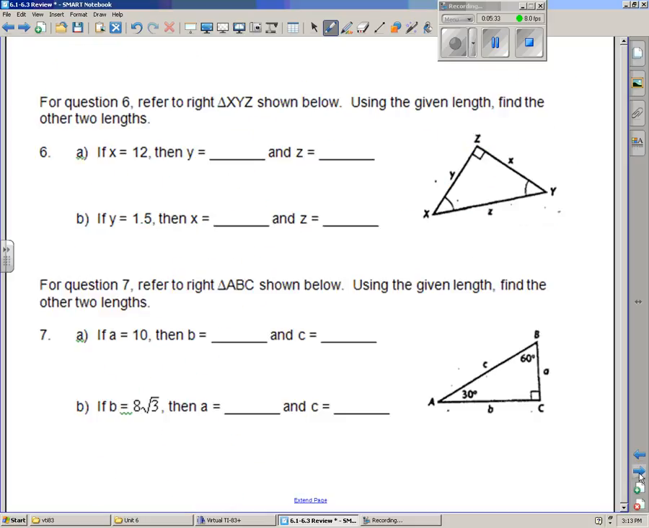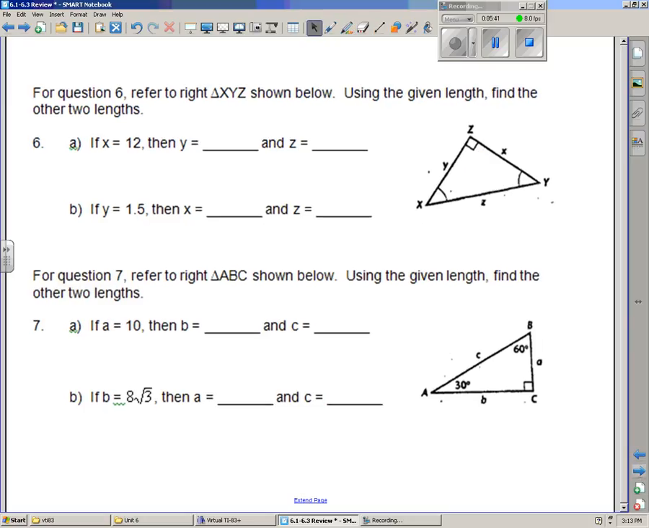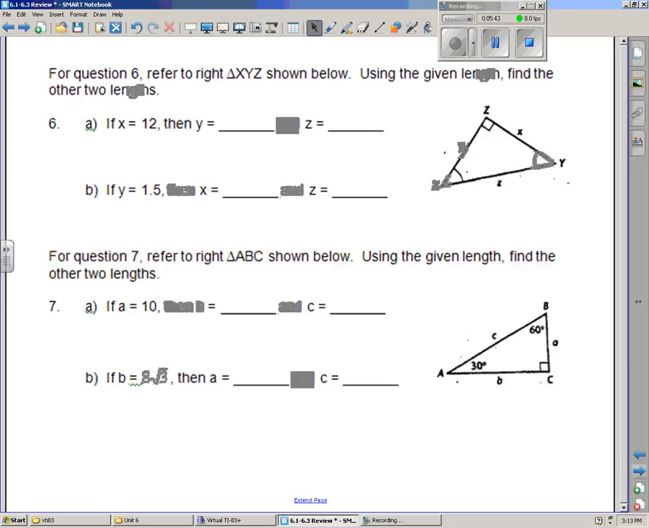Alrighty. Number 6, refer to the triangle shown below. We've got a 45, 45, 90 for 6A and B. And how do you know that? Because these angles are marked congruent. So that means I've got an x and an x radical 2. I don't care about their little letters here, but I guess we need that for the answer. So let me get rid of that for a second.